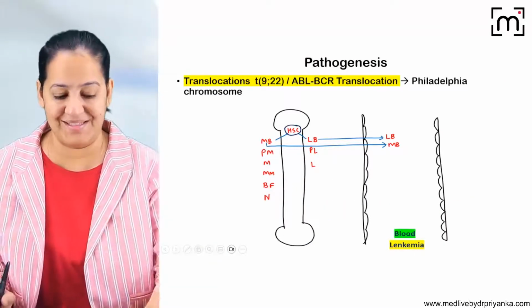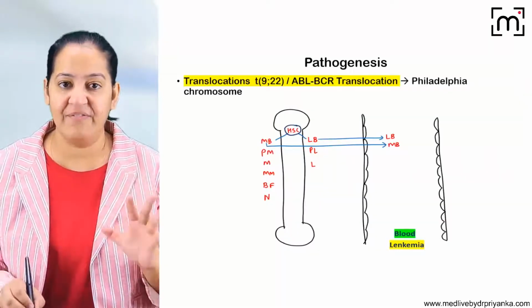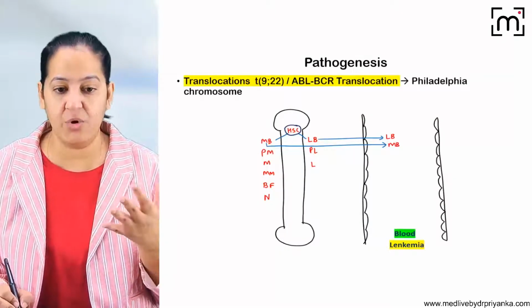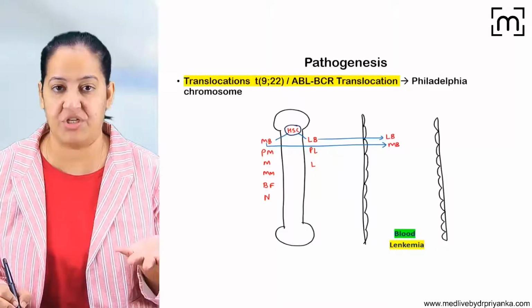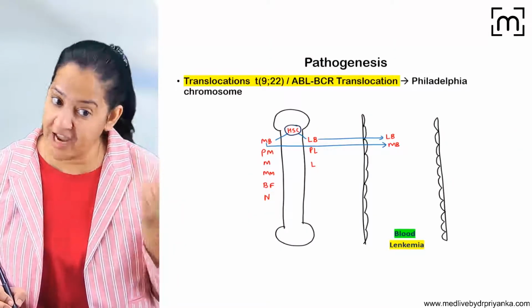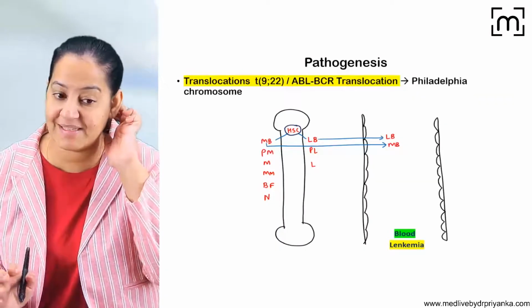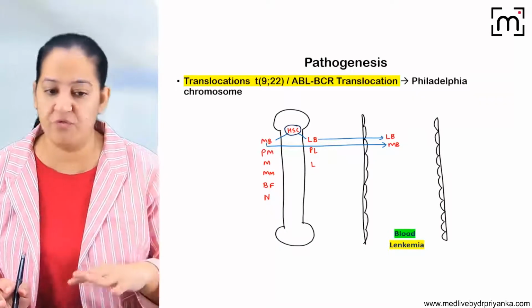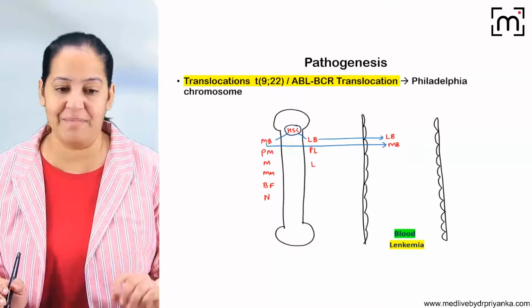Now coming to the pathogenesis. I guess everyone has watched the general video of leukemia and lymphoma, definition and classification. If you have not watched, I advise you to watch that video first so that you will have a basic understanding of leukemia and lymphoma. Then you should watch all these videos on the various types of leukemias and lymphomas.